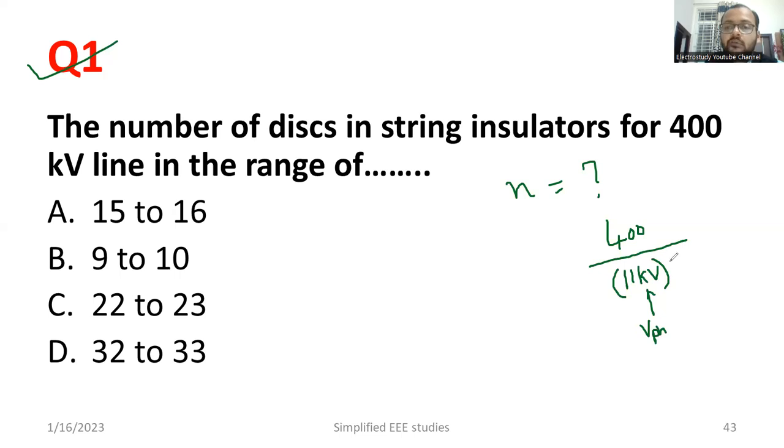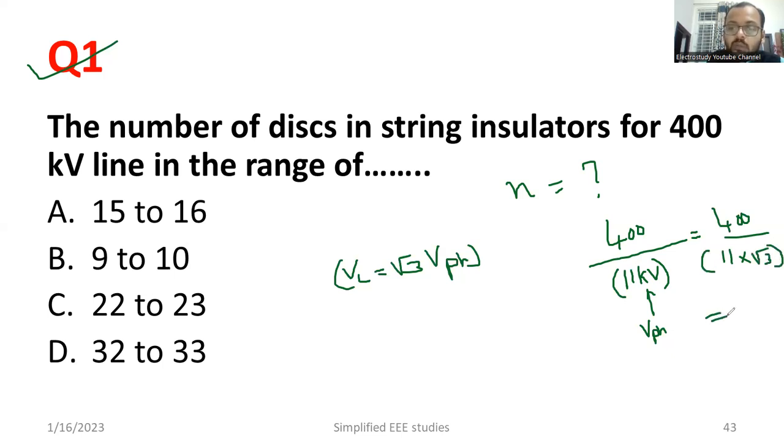What we require is in terms of line voltage. What is the relation between line voltage and phase voltage? You already know that line voltage is equal to root 3 times phase voltage. Hope you got my point. So to calculate the line voltage, you have to multiply 11, which is the phase voltage, by root 3 to convert it to line voltage. Simplify it and you will get around 21. The number of insulators required is 21.